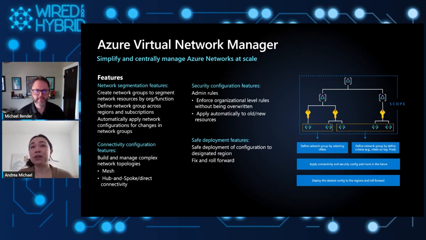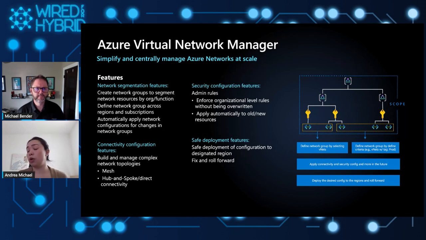I'm going to go into it in a little bit, but essentially there's two ways for you to define your network groups. You can either manually say, I want VNet A, B, and C to be a part of this network group. And you can also use something that we power through Azure Policy, and we allow you to conditionally set the membership of your network group.